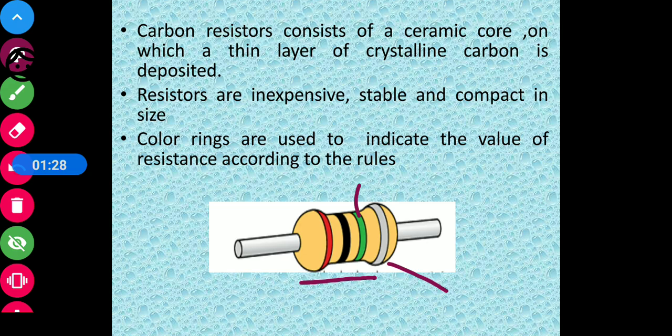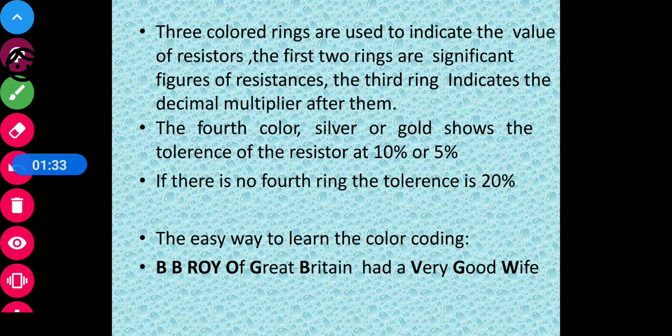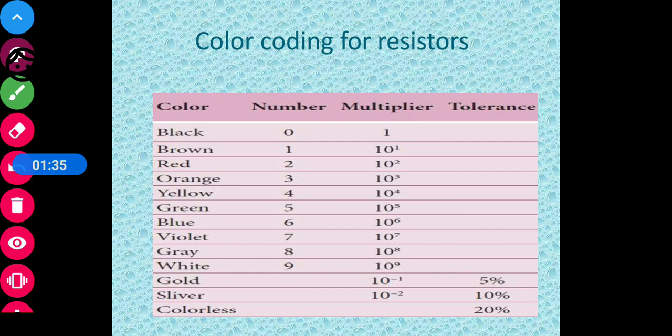The different colors have been assigned different numbers. You can see the color coding for the resistor: black 0, brown 1, red 2, orange 3, yellow 4 and so on. And for the multiplier, if the number is 1 then 10 raised to power 1, if the number is 2 then 10 raised to power 2 and so on. Gold, silver and colorless mean the tolerance is 5%, 10% and 20%.